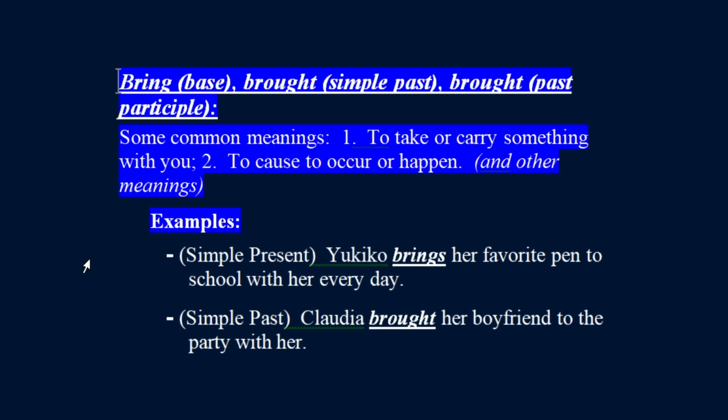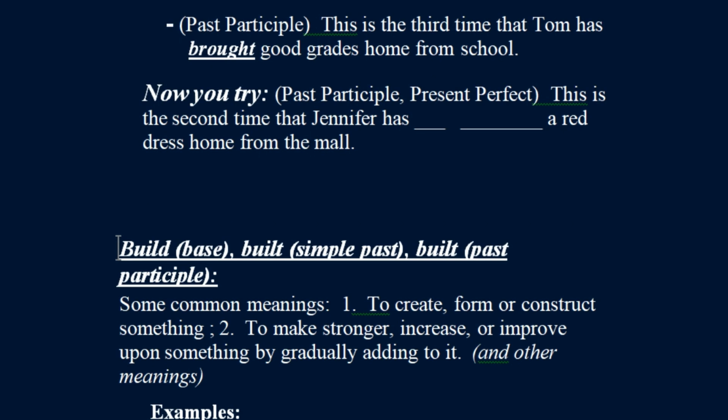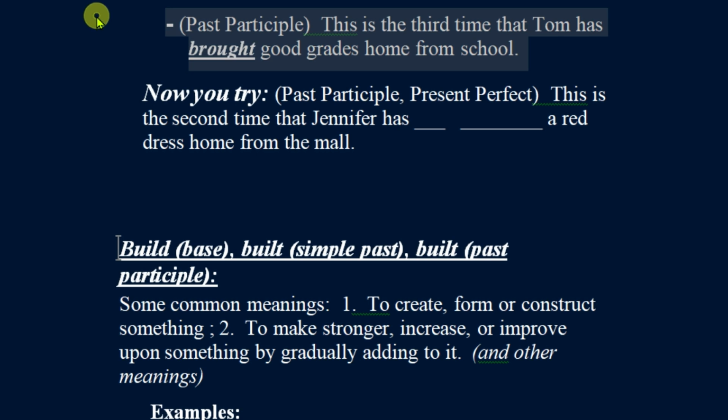Examples. Simple present. Yukiko brings her favorite pen to school with her every day. Simple past. Claudia brought her boyfriend to the party with her. Past participle. This is the 3rd time that Tom has brought good grades home from school.